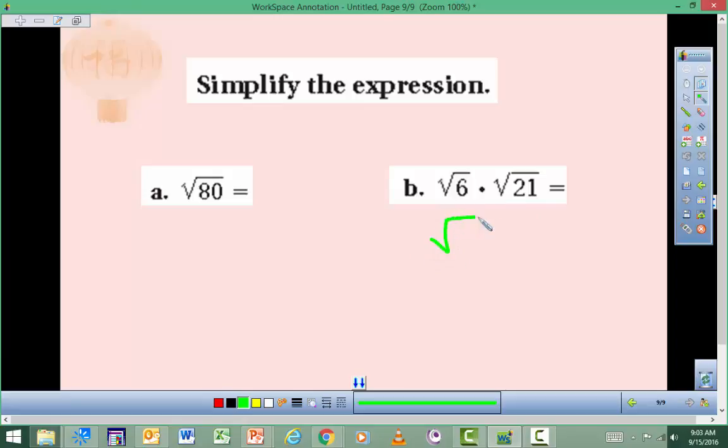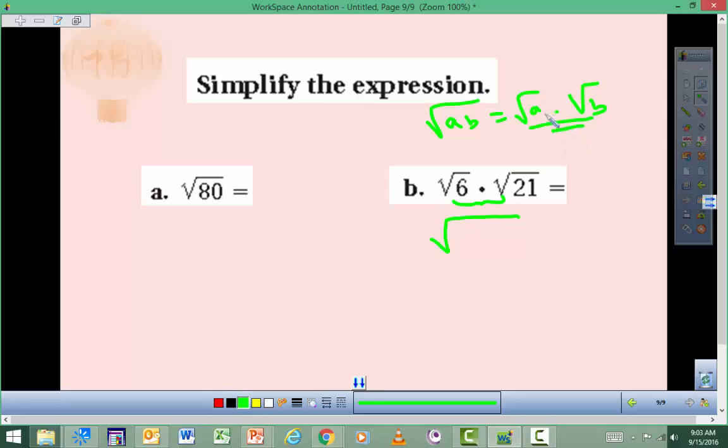But when I combine them into one, remember I can combine them into one. Square root of a times b is equal to the square root of a times the square root of b. So I could take the two separate square roots and recombine them into one, like that. And so sometimes it's advantageous to do that. Well, then what's 6 times 21? If I do that in my calculator, I think it's like 126. Is it? So just verify. Okay, so 126.